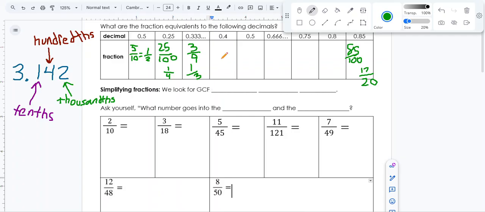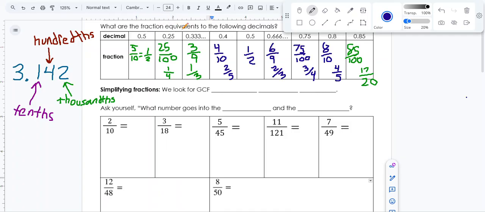Go ahead, pause the video, try these 1, 2, 3, 4, 5 on your own, see how you do, all right? Unpause it when you're done to check your work.